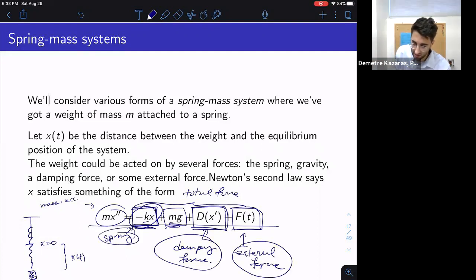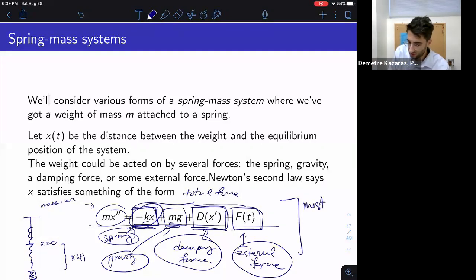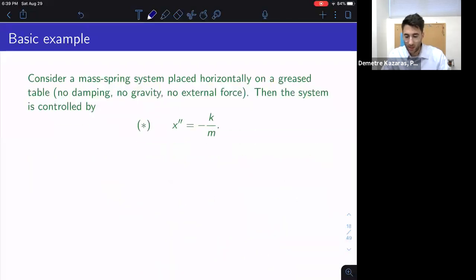And this one is due to gravity. Anyways, I just present this big formula here because this is the most general form that an equation of motion that we'll consider here will take. We're not going to start trying to solve this equation right off the bat. It's kind of complicated looking, but we'll get there. Okay, so let's consider a basic example.